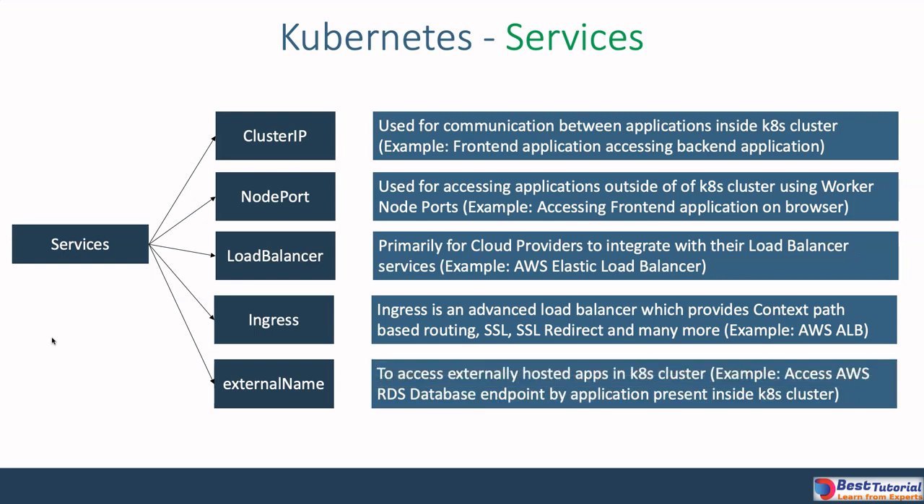In the same way, the next is ExternalName. To access externally hosted apps or databases from inside your Kubernetes cluster, you can use the ExternalName service. For example, for your application hosted in your Kubernetes cluster, you have an AWS RDS database, a cloud provider database. To access it, you use that database's DNS name with the ExternalName service, and you will be able to access it from your Kubernetes cluster. So these are the core things available here.